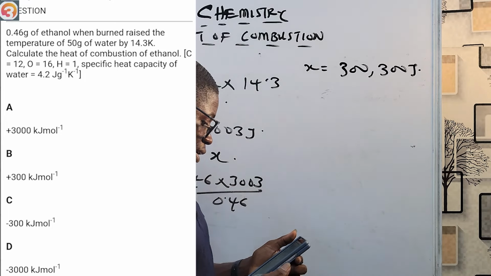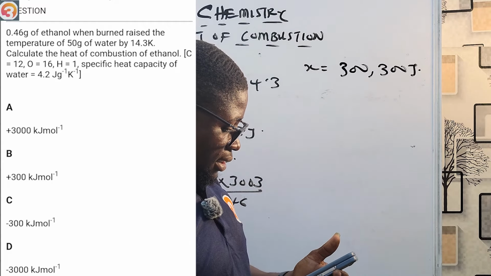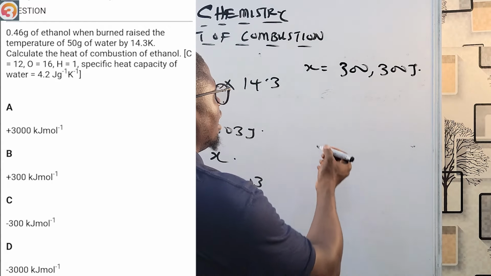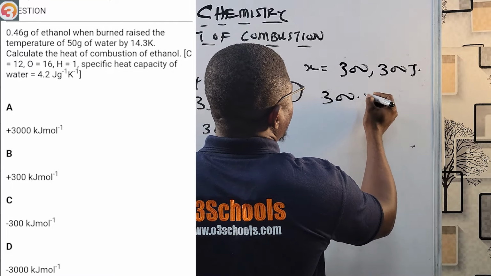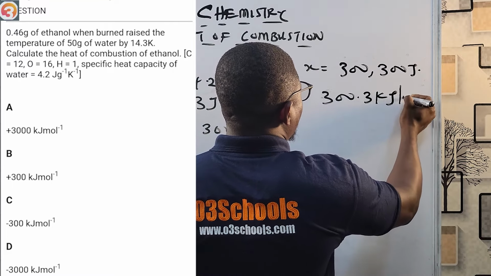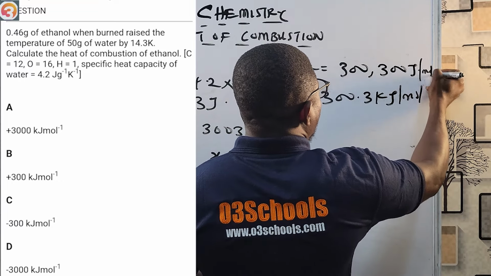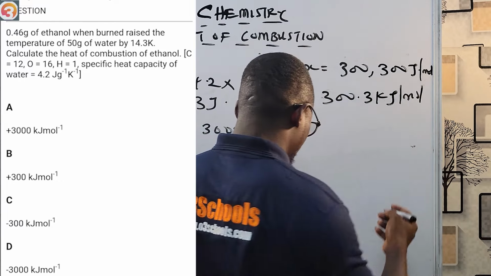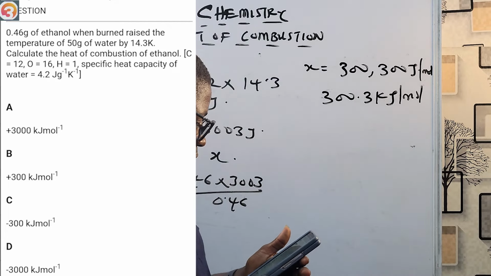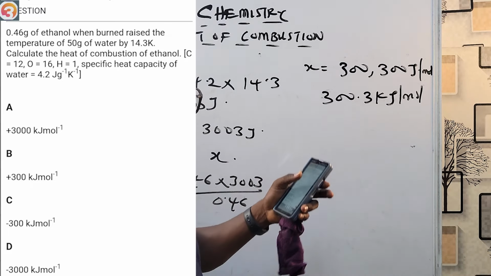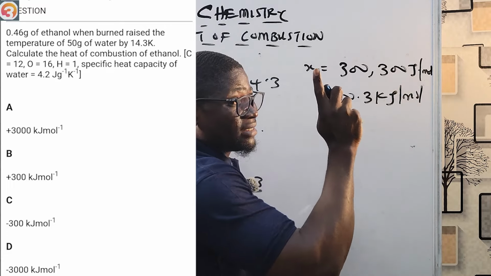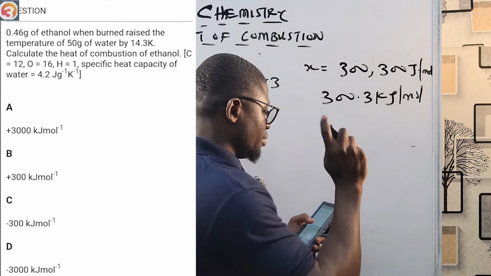Let us see the answers. The answer was given in kilojoule. So I have 300.3 kilojoule per mole. You know it's per mole, that is the unit of joule per mole or kilojoule per mole. Option A is 3000 kilojoule per mole. Obviously not the answer because in joule it is 300,300, so in kilojoule it is 300.3.